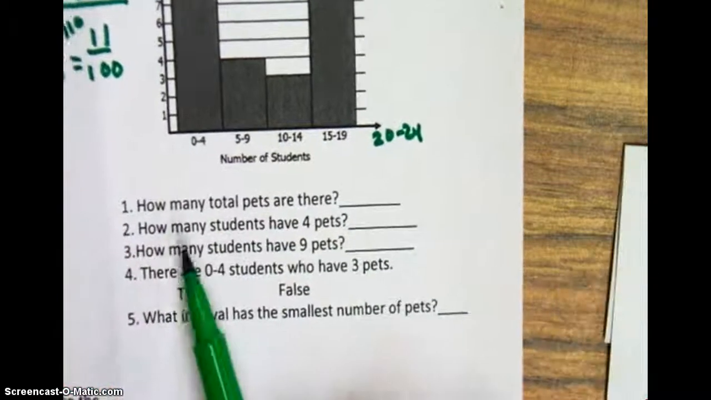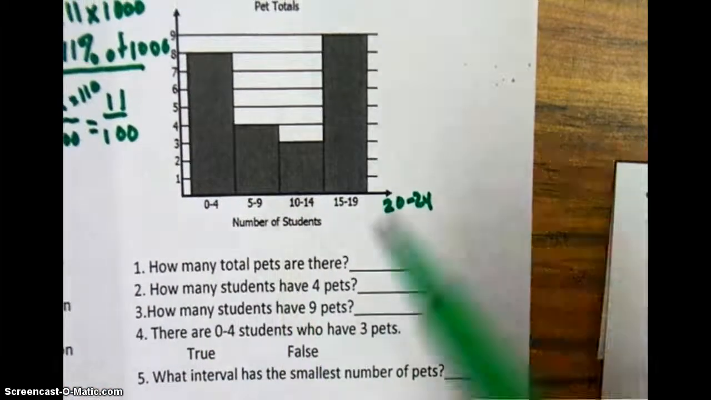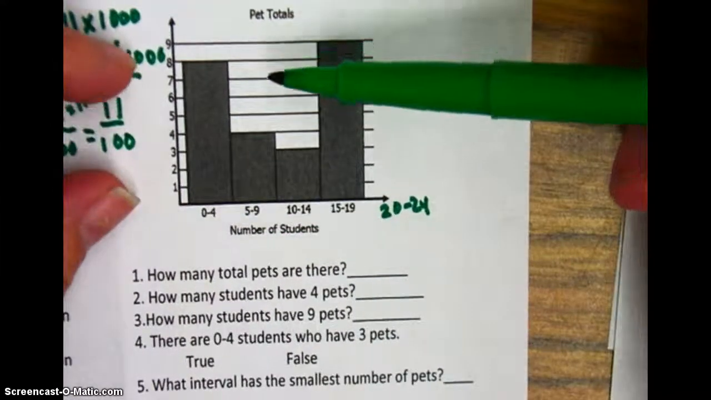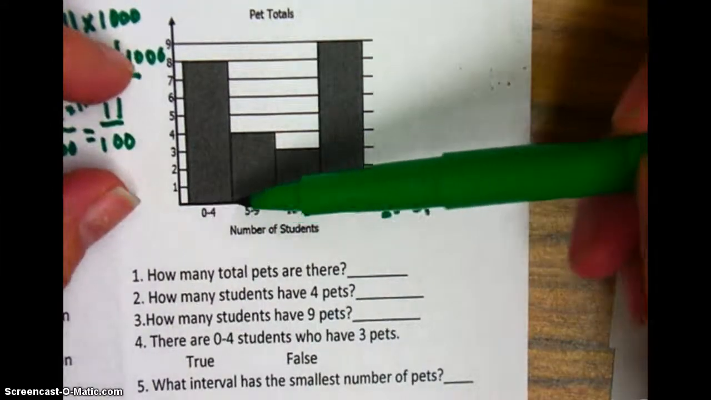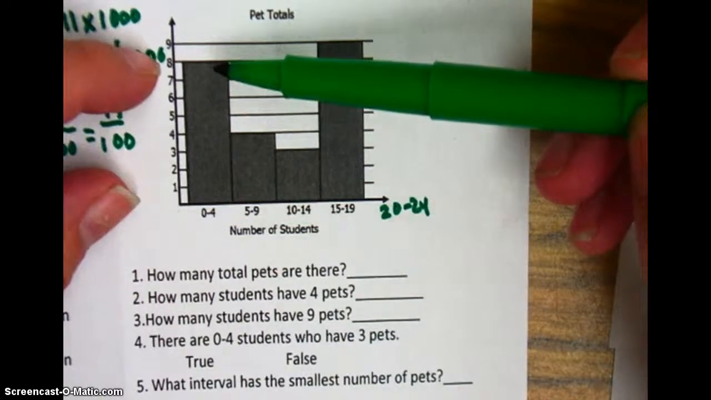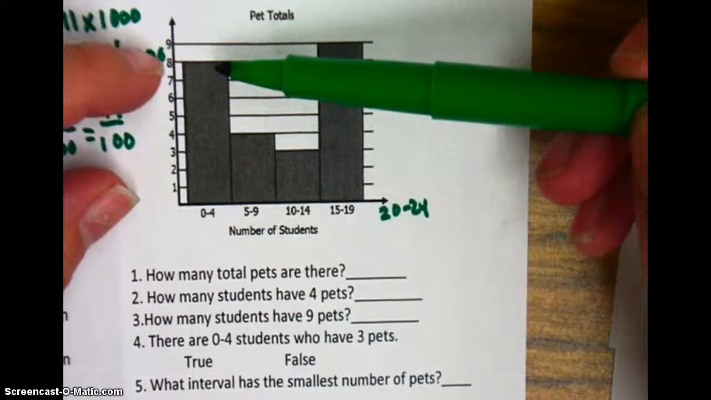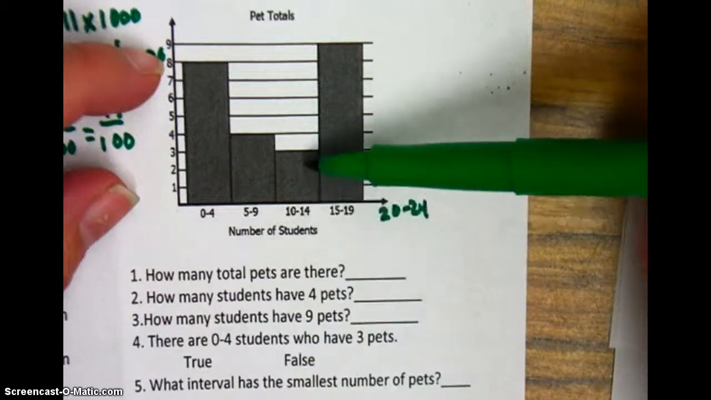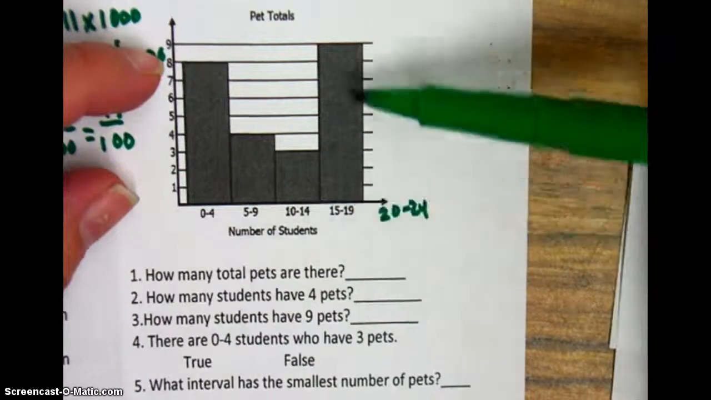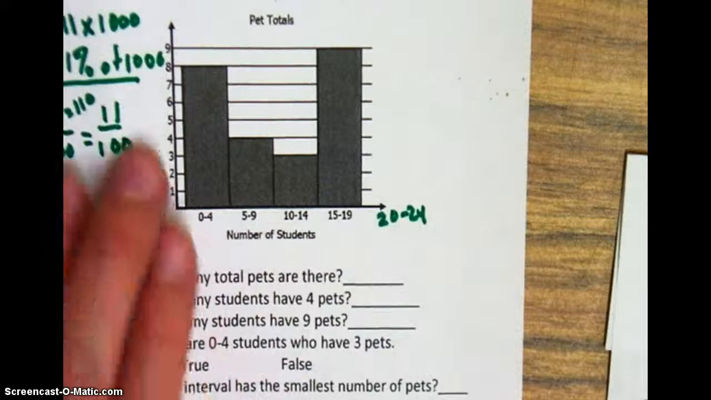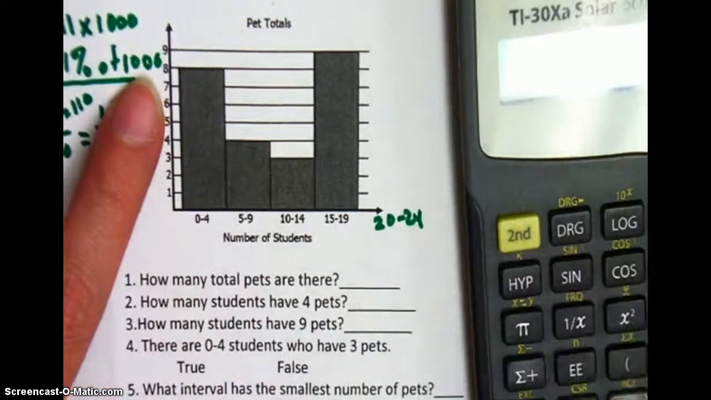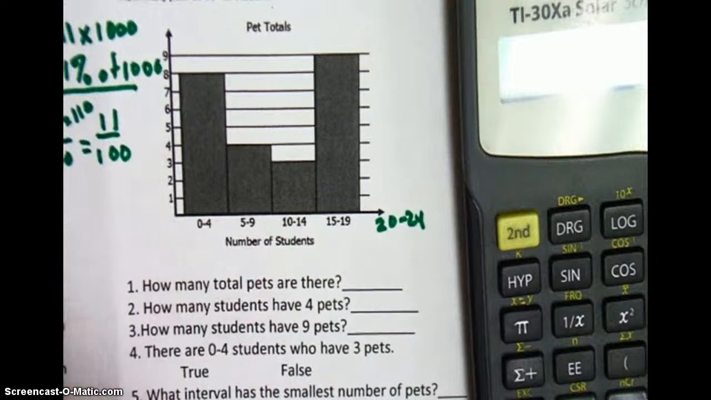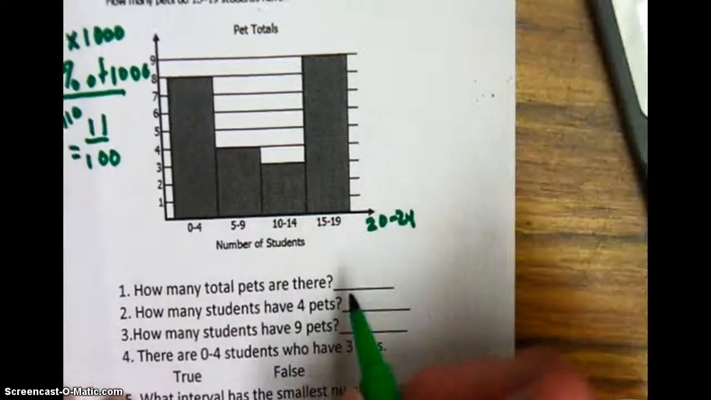So question number 1, how many total pets are there? So for total pets, here you have number of students. So 0 to 4 students have 8 pets. And then 5 to 9 students, the total is 4 pets. 10 to 14 students is 3 pets, and 15 to 19 students is 9 pets. So we'll just add those up. We had 8 plus 4 plus 3 plus 9. So the total for that is 24.